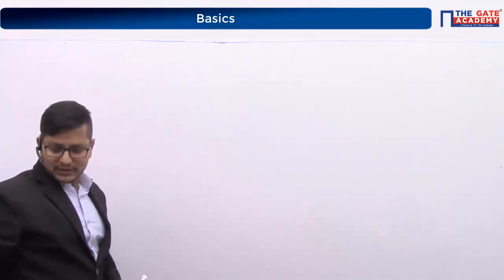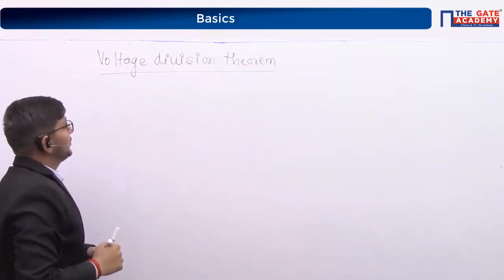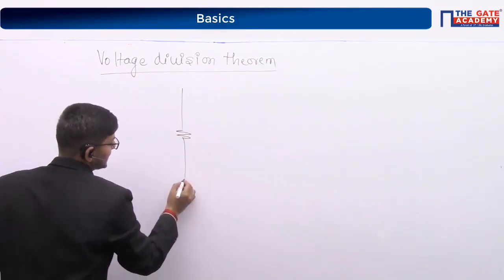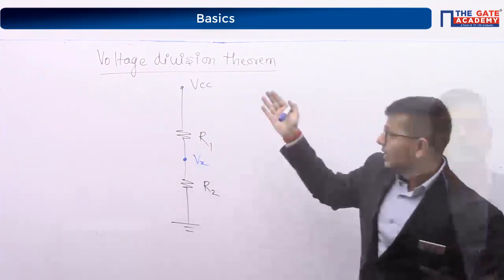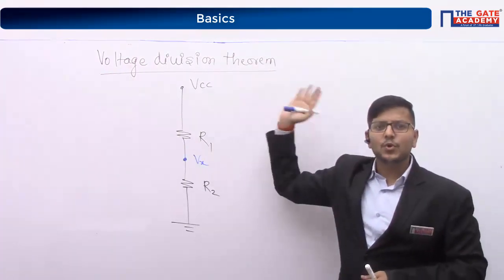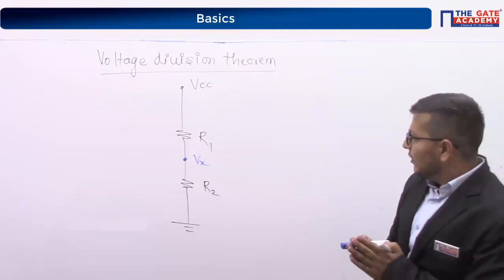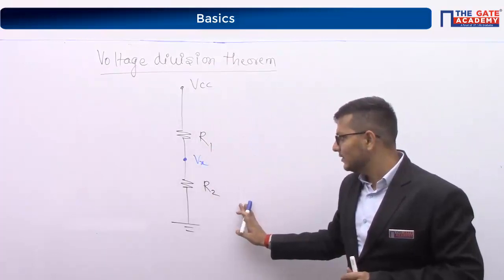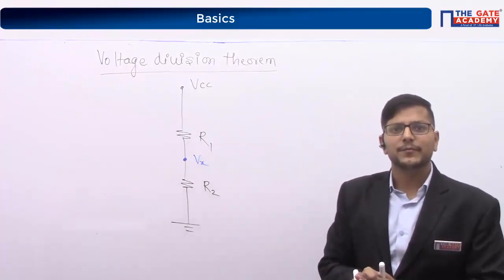Now I am going to discuss the next topic, the voltage division theorem. What is the voltage division theorem? Let me explain. If two resistors are connected in series and you want to find the voltage at the midpoint, how do you find this voltage?